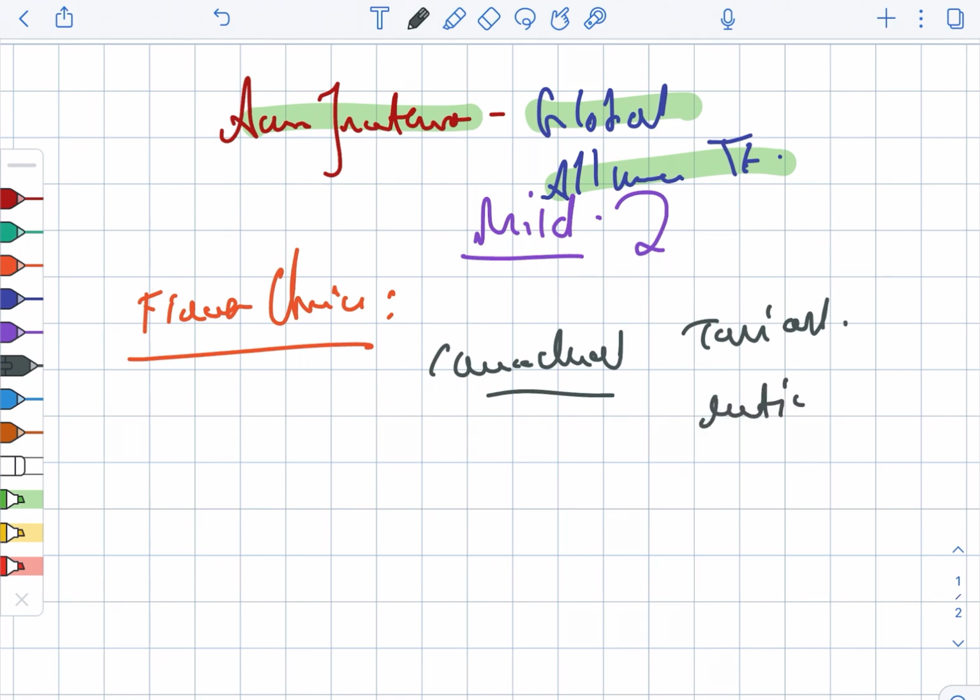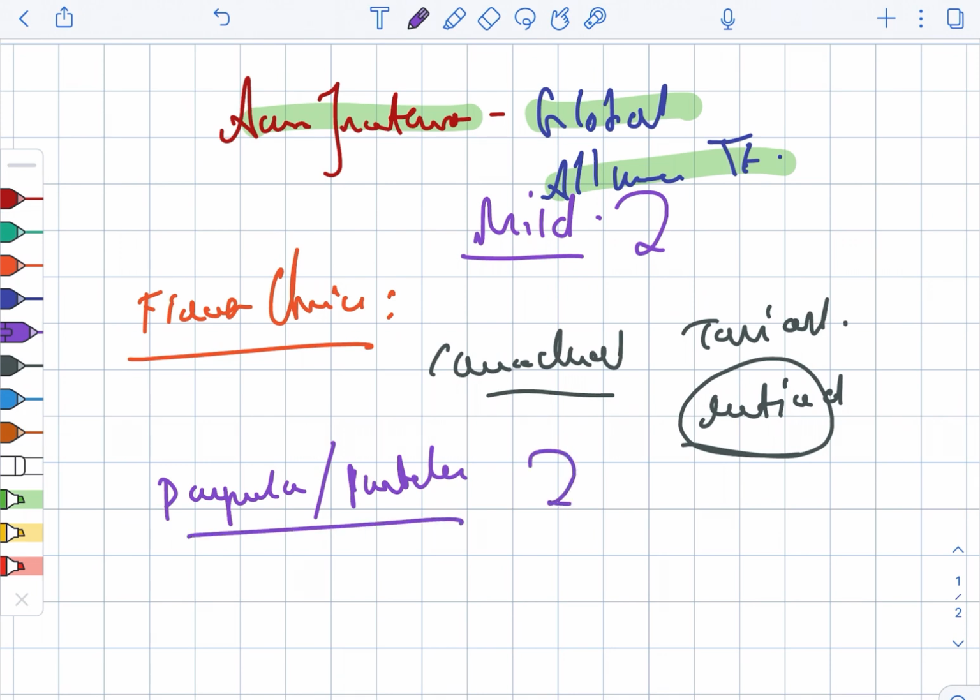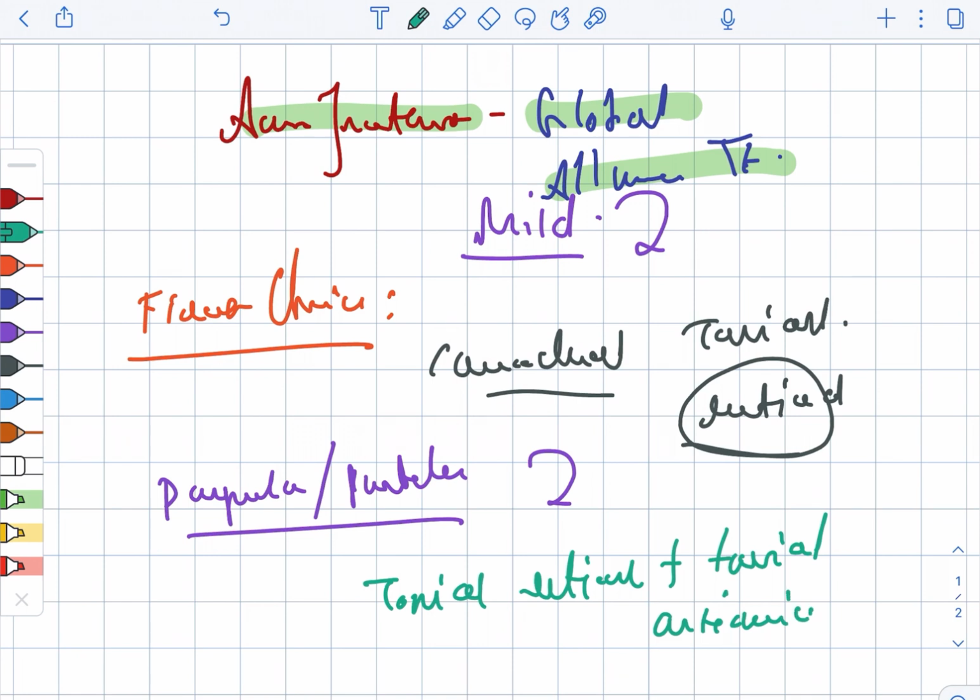retinoid, and next in case of same mild and in case of papillar as well as the pustular, it includes the topical retinoid as well as the topical antimicrobial.